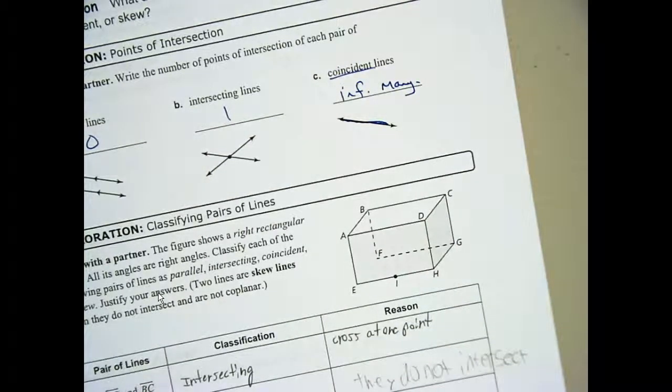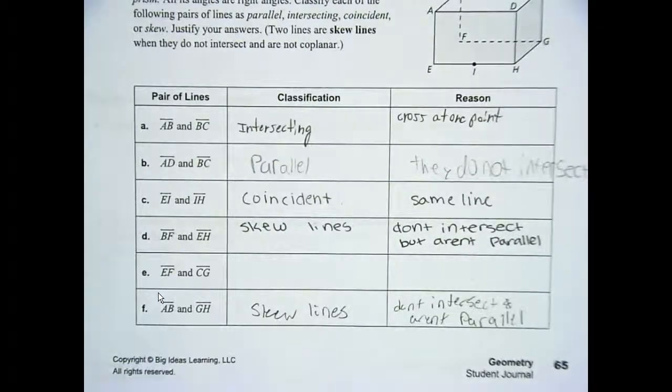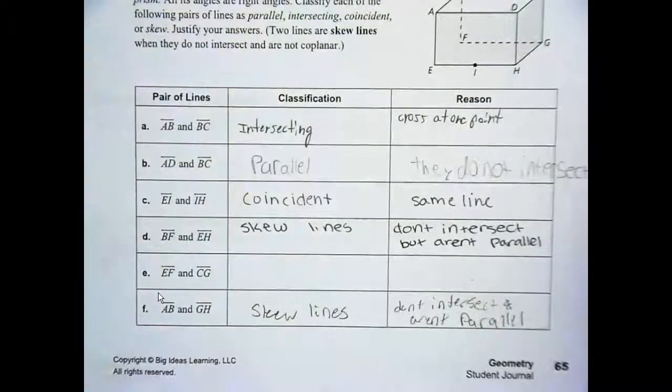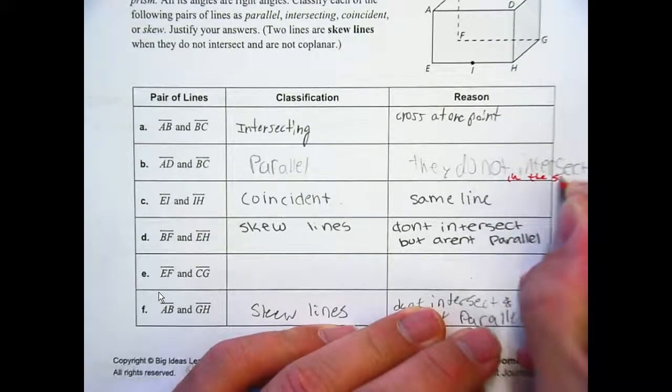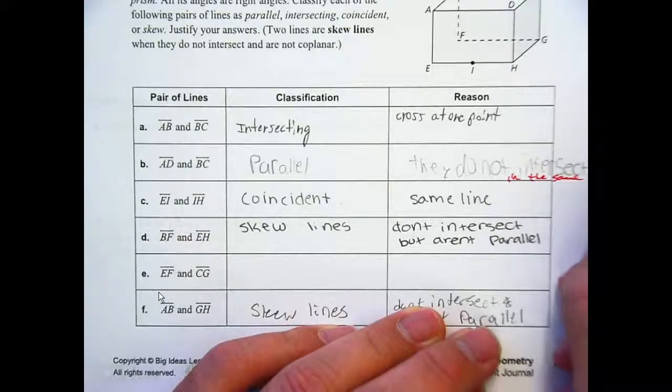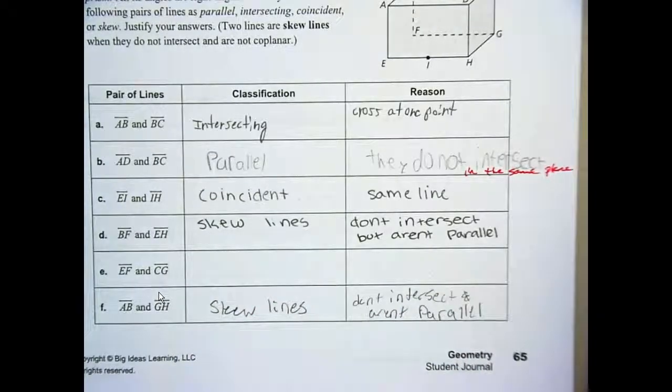All right, let's see how we did. Got all but one of them up there. So AB and BC are intersecting. They cross at one point. What point do they cross at? Point B. Okay, that'd be the point. And AD and BC are parallel. They never intersect. One thing we may want to put here is they do not intersect in the same what? Same plane. Because if they don't intersect, but they're in different planes, what do we call them? Take out your earbud, please. Call them skew lines. Good.